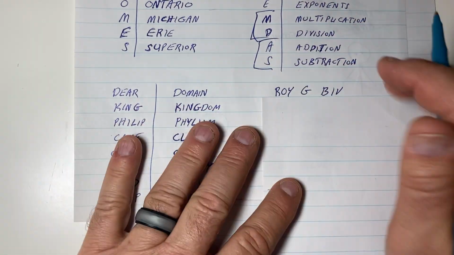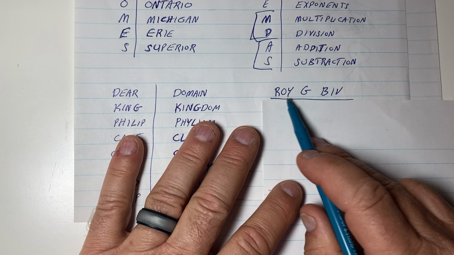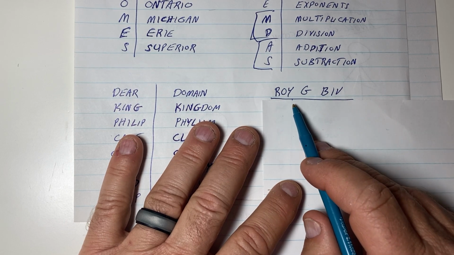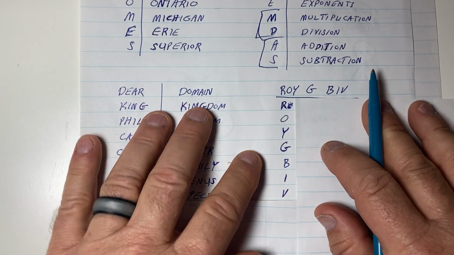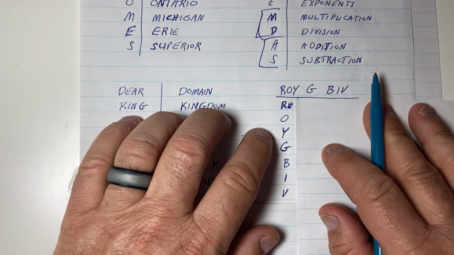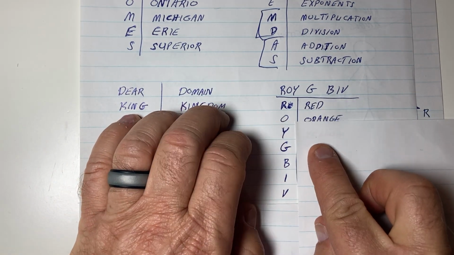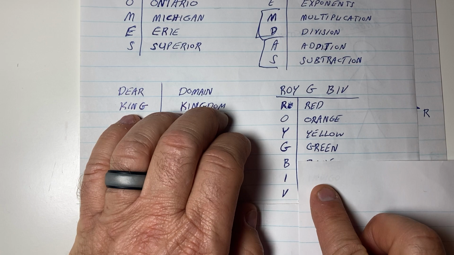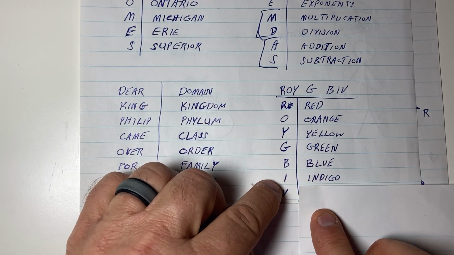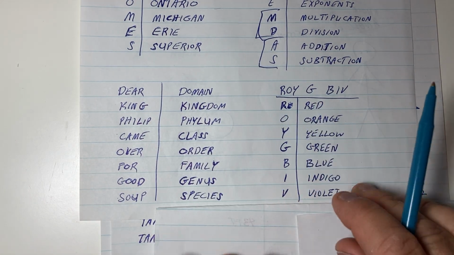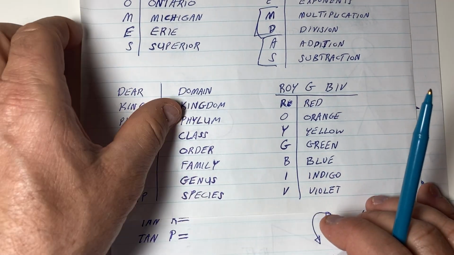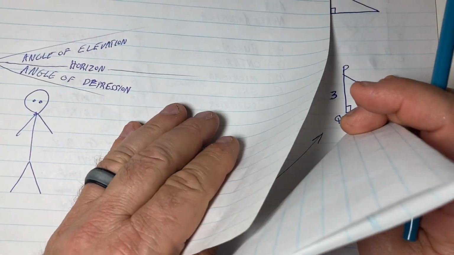Another one, Roy G. Biv. Some of you know this one. This is for colors of a rainbow. The colors R for red, O for orange, yellow, green, B for blue, I for indigo, V for violet. Roy G. Biv. Okay. So those are examples of mnemonic devices.